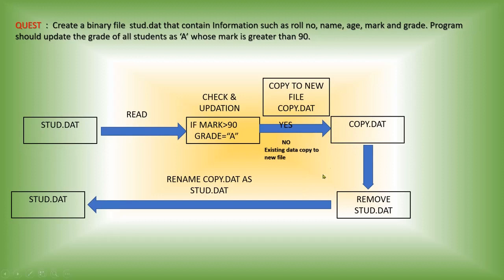And the next step, you remove the existing file and rename the new file with the old file name. Rename copy.dat as stud.dat, and that will be used as the final file. So that is the logic behind updating the content of a binary file.